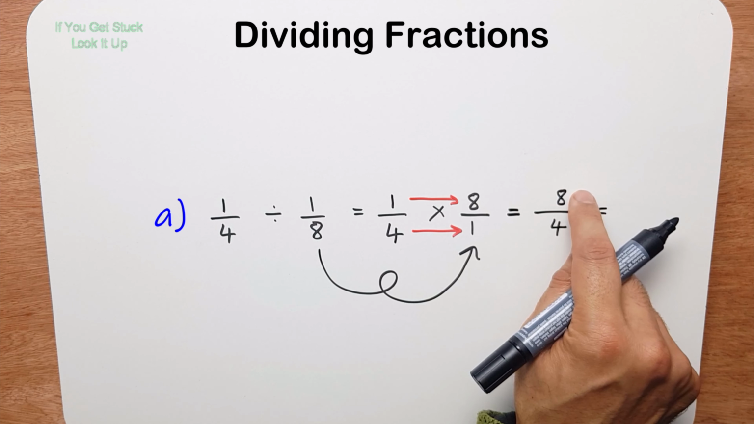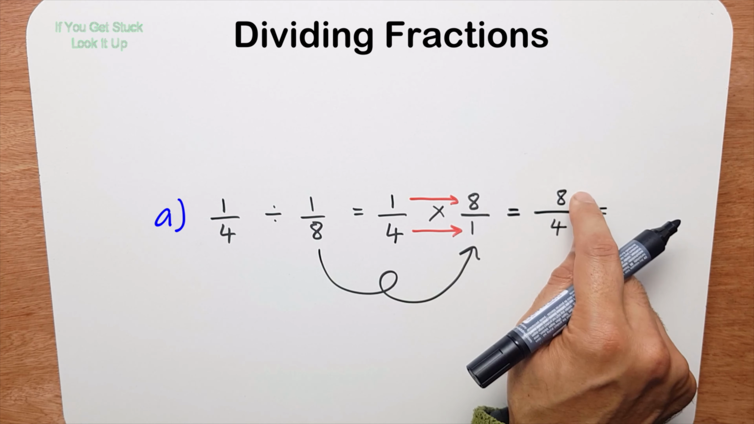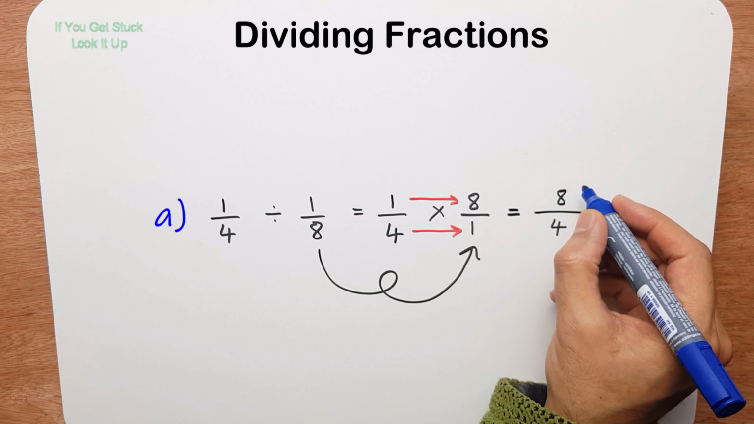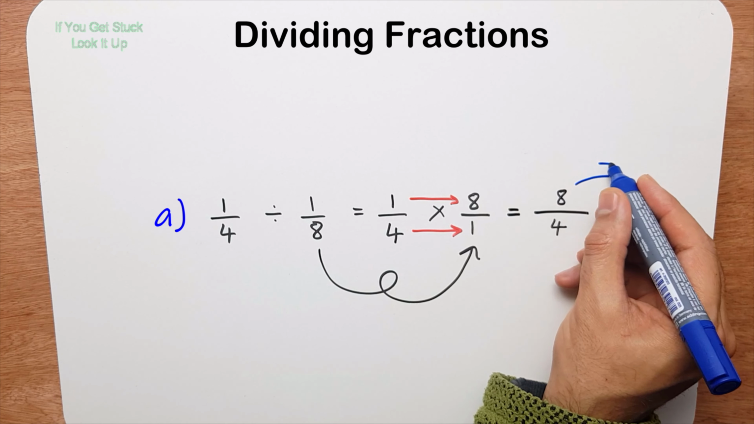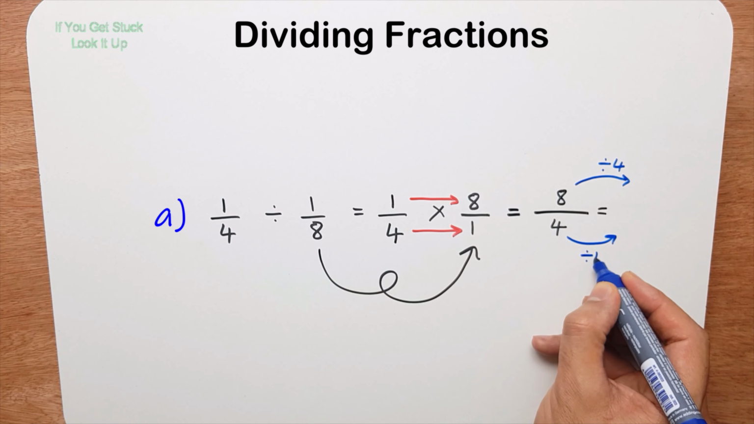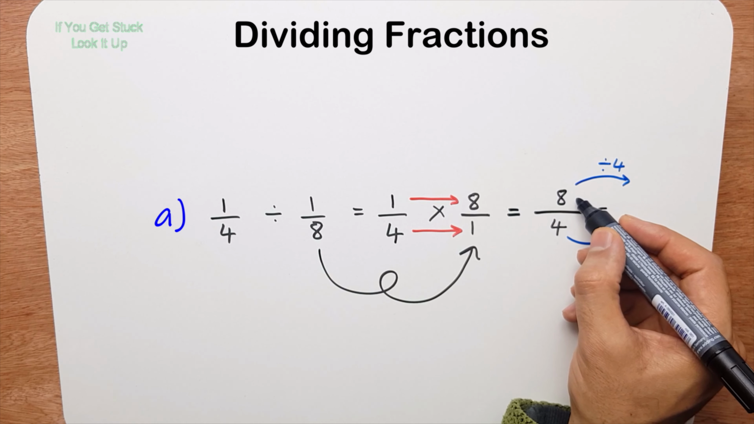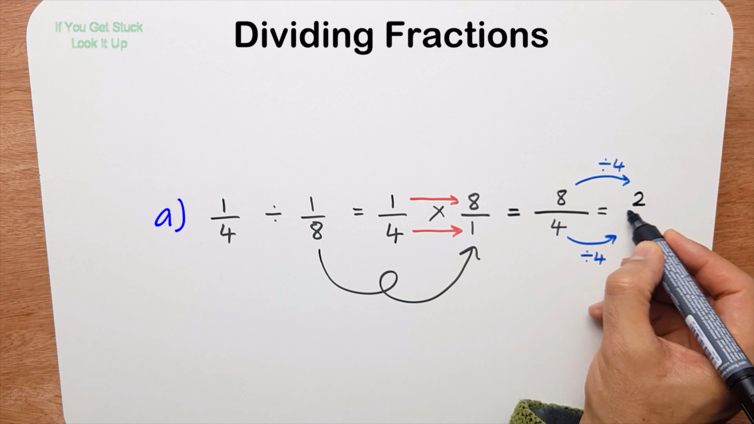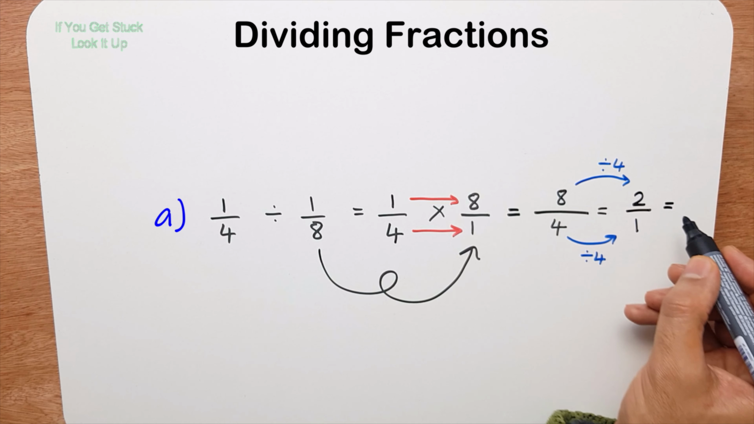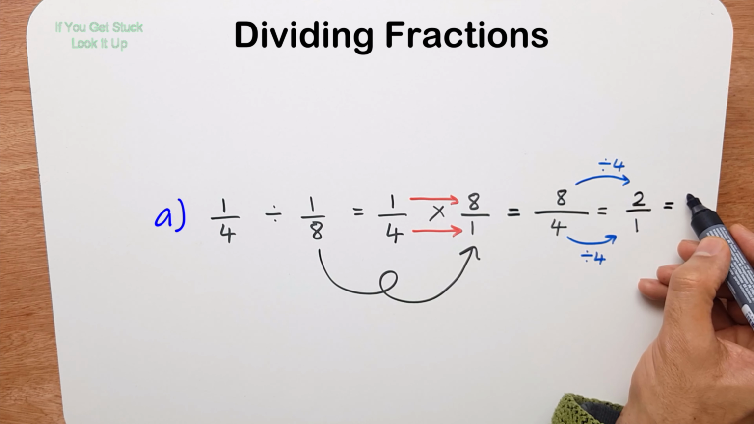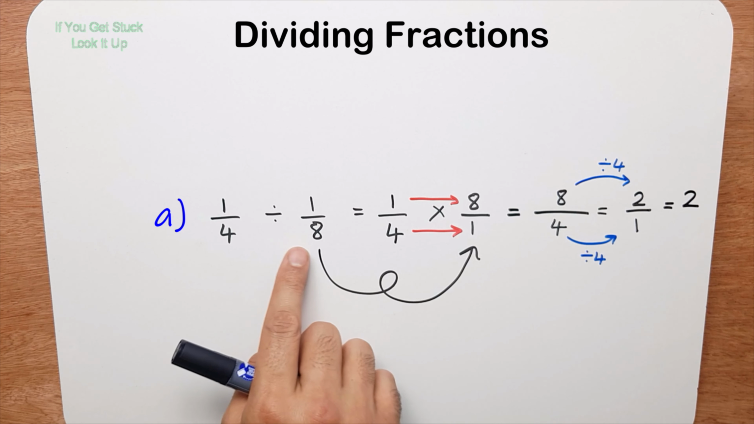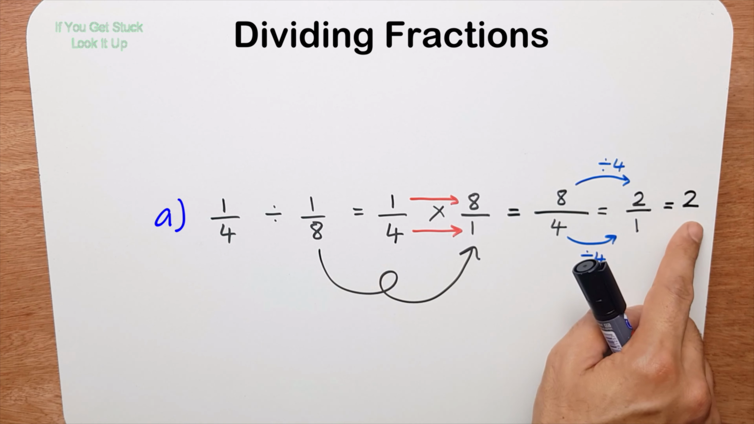Now, if I look carefully, I can simplify this. They're both in the 4 times table, so I can divide the top number by 4, and whatever I do to the top number, I have to do to the bottom number. 8 divided by 4 is 2. 4 divided by 4 is 1. And I know any number divided by 1 is that number, so it's 2. So I can say 1/4 divided by 1/8 is 2.